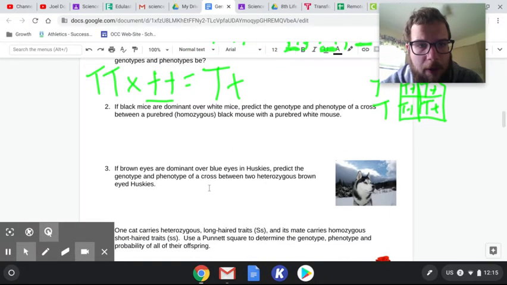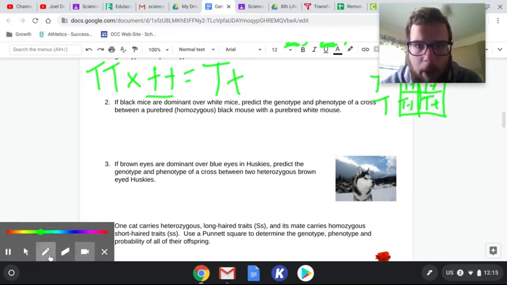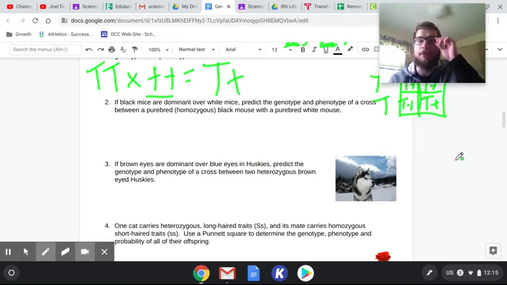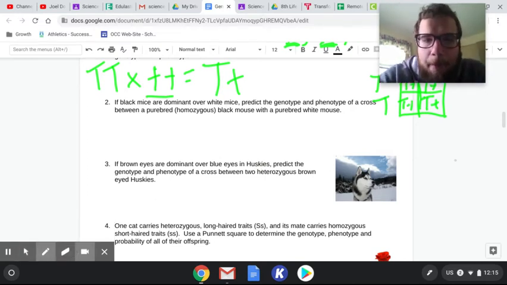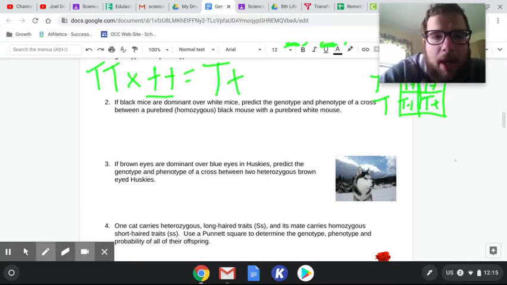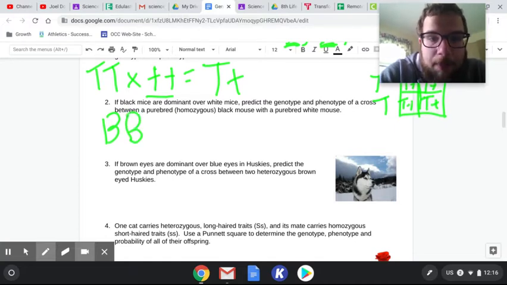All right, let's go to 2 here. If black mice are dominant over white mice, predict the genotype and phenotype between a purebred black and a purebred white. So let's see. I'm going to use B's for this. So big B is black. We know that black is dominant. If it's purebred, that means that it's homozygous. So one parent is big B, big B. And then we know that the other parent is purebred as well, but they're white, which means they're going to be little b, little b.